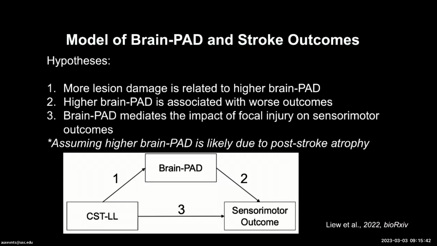And then the assumption that we're making, because we are only using cross-sectional data, is that higher brain PAD is likely due to post-stroke atrophy. And so the way that we test that with cross-sectional data is that we look at the whole data set, but then we also look at just people who are in the chronic phase of stroke, because they should have had more time for this to impact them, as well as just the ipsilesional hemisphere, because the largest effect should happen nearest to the lesion.